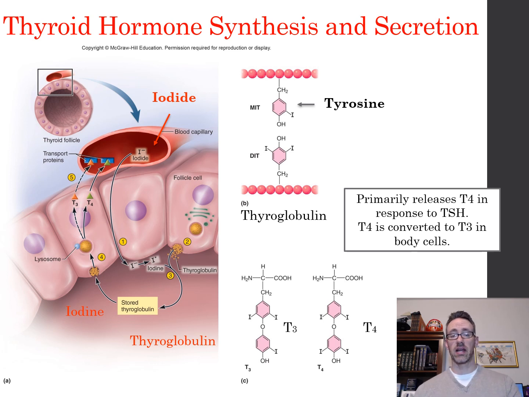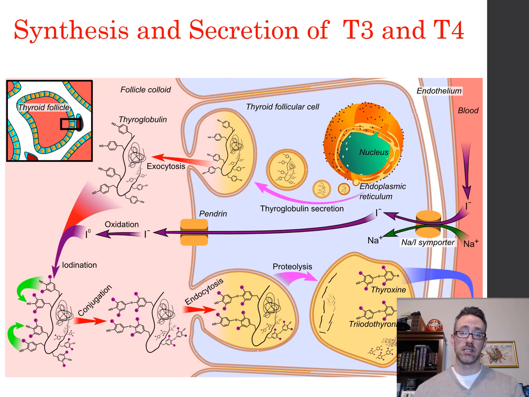So if it connects a MIT with a DIT, you end up with a T3 because there's three iodines. On the other hand, it might connect two diiodotyrosines, or two DITs, and you get four iodines, and that's going to be T4. And so we primarily produce T4 in comparison to T3 in like a 20-to-1 ratio, as I mentioned. And then T3 is the primary biologically active thyroid hormone.